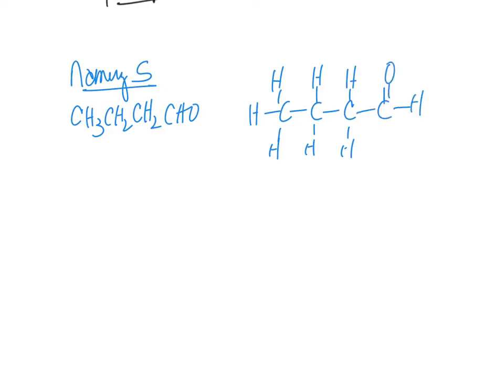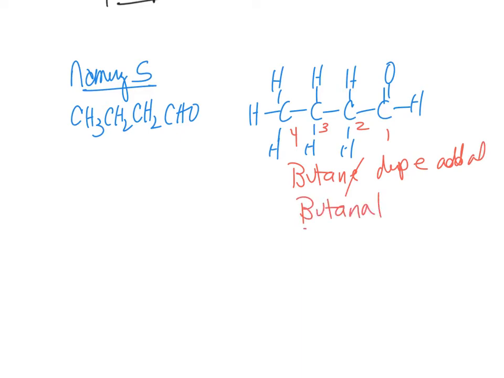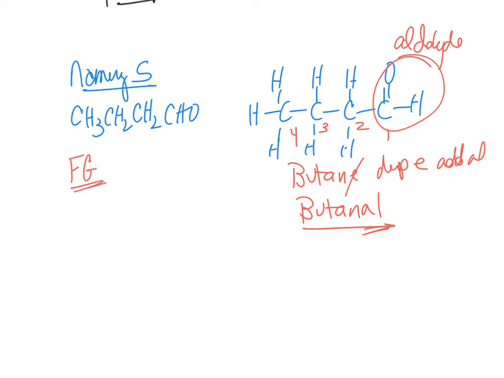CHO is an aldehyde. Once you do that, then you name it. Aldehydes get number 1 priority. 1, 2, 3, 4. So butane, we're going to drop the E and add al. So this is butanal. You don't have to put the number for the aldehyde. One of your learning objectives is functional groups, so you need to know your functional groups. That's an aldehyde.